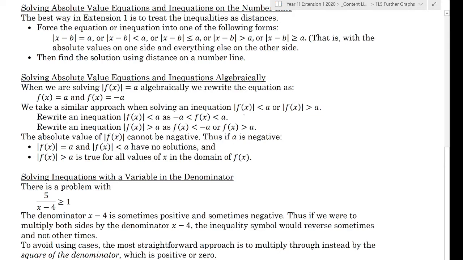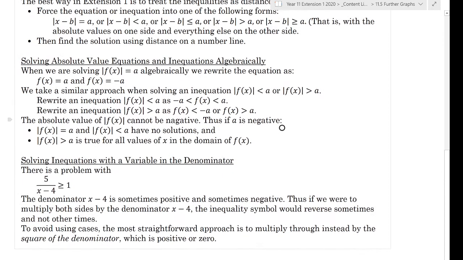So when we've got the absolute value of f of x is less than a, or the absolute value of f of x is greater than a, all we need to do is rewrite it in one of these two ways. If it's less than a, then we rewrite it as f of x is between minus a and a. And if it's greater than a, then we write it as f of x is less than negative a, or f of x is greater than a, okay? You treat it as if it's like cases.